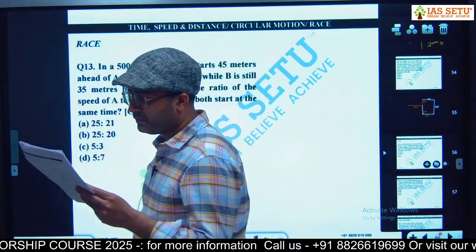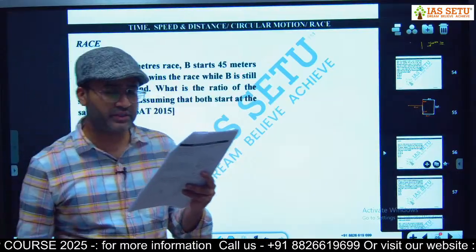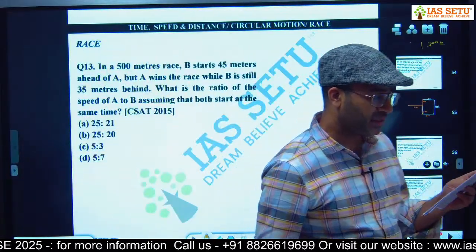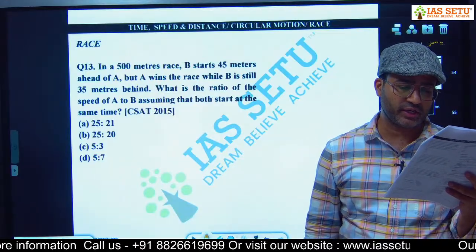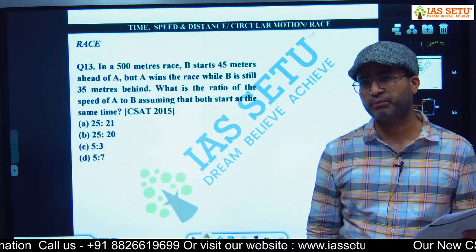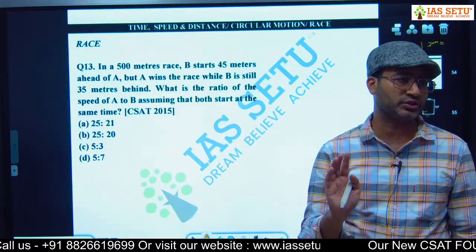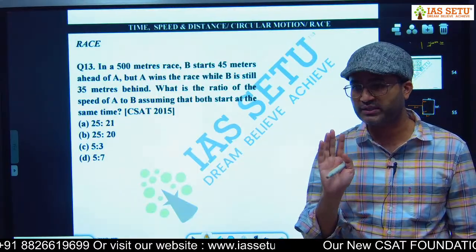In a 500 meter race, B starts 45 meters ahead of A, but A wins the race, while B is still 35 meters behind. What is the ratio of the speed of A and B? Assume that both start at the same time. In a race question, time is constant. They start at the same time, they stop at the same time.